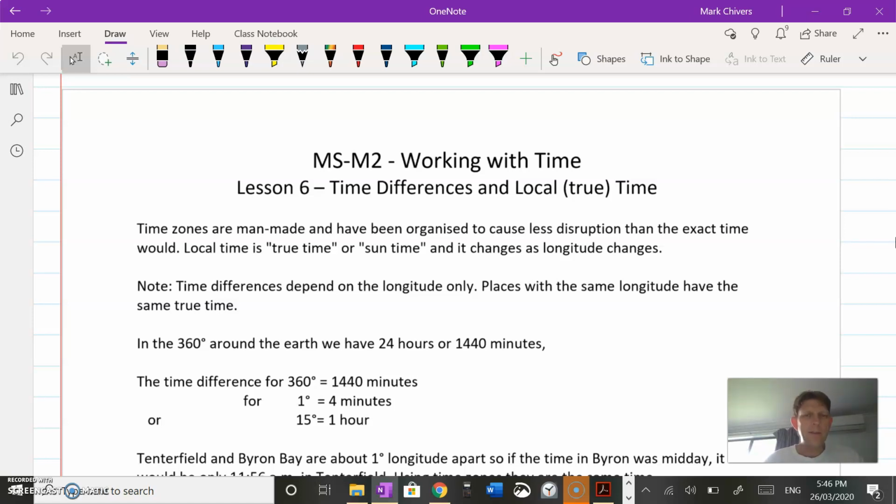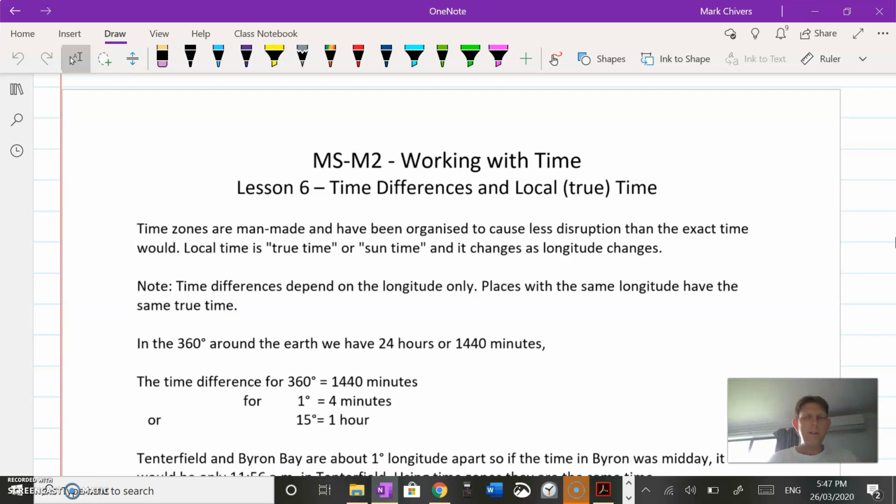What I find horrible about this is it's something that doesn't actually get used in practice. It doesn't really exist in that it doesn't really get used. So this is talking about what's called local or true time, or probably better described as sun time.